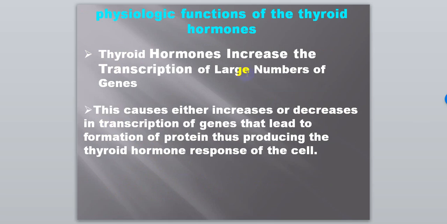Physiologic function of the thyroid hormones. Thyroid hormones increase transcription of large numbers of genes. That's why we said it has a general effect. Transcription of genes occurs in all types of cells in the body, so it has an effect on all types of cells in the body, such as growth hormone, of course. This causes either an increase or decrease in transcription of genes that lead to protein formation, thus producing the thyroid hormone response in the cell.